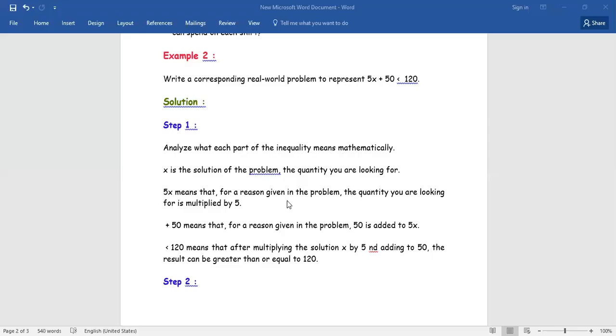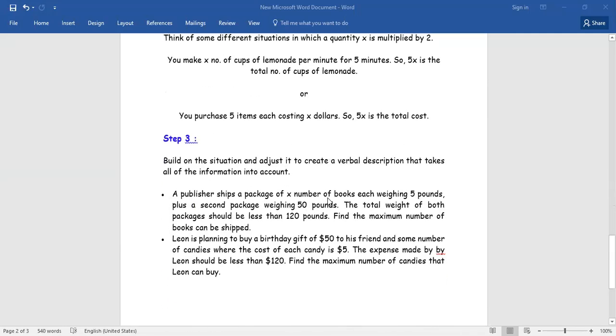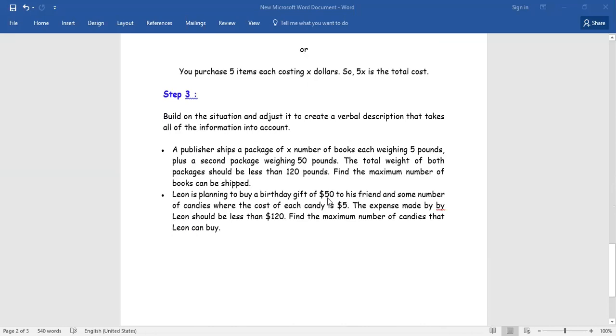Then x is the solution of the problem, the quantity you are looking for. 5x means that, for a reason given in the problem, the quantity you are looking for is multiplied by 5. 50 means that, for a reason given in the problem, 50 is added to 5x. Less than 120 means that after multiplying the solution x by 5 and adding 50, the result can be no greater than or equal to 120. So we can say the story.